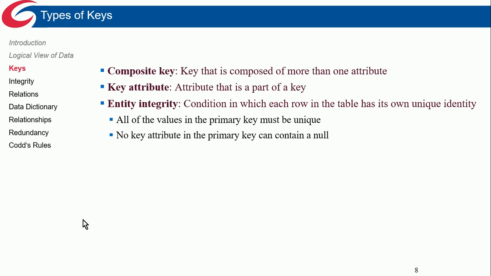And entity integrity is a condition in which each row in the table has its own unique identity. Not required for most relational database engines, but it's a good idea to conform with that rule, with the entity integrity.